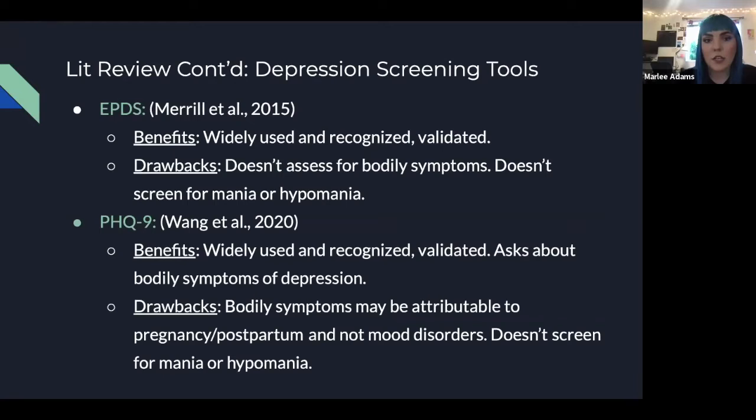The PHQ, the Patient Health Questionnaire, is also widely used and recognized and validated. And I like that it asks about the bodily symptoms of depression. The catch-22 about asking about those things is that some of those bodily symptoms can just be attributed to normal pregnancy and postpartum. For example, someone who's pregnant could very normally be tired, especially someone who has a newborn. You expect them to be tired, they're up all night. So that can confuse the screen, and it's something to keep in mind. And again, the PHQ doesn't screen for mania or hypomania.